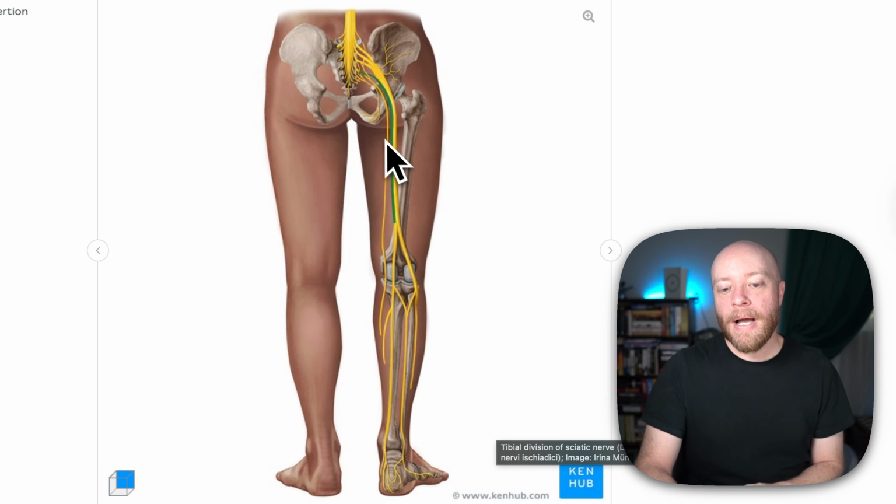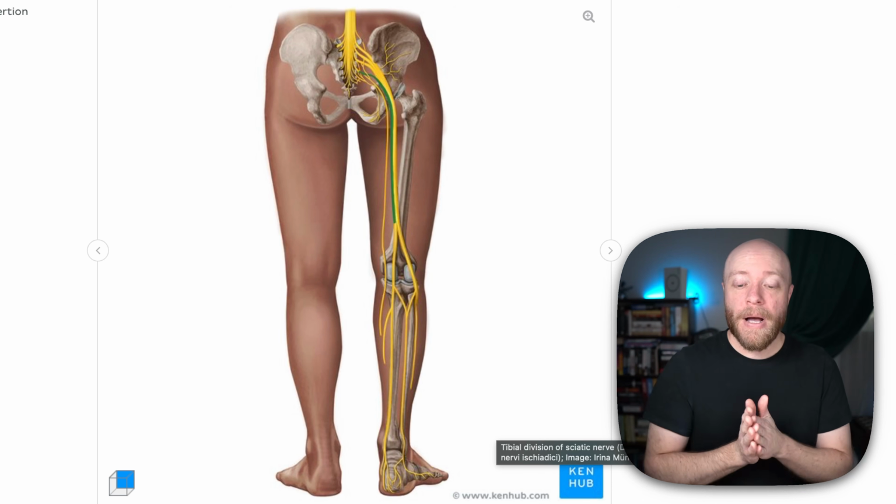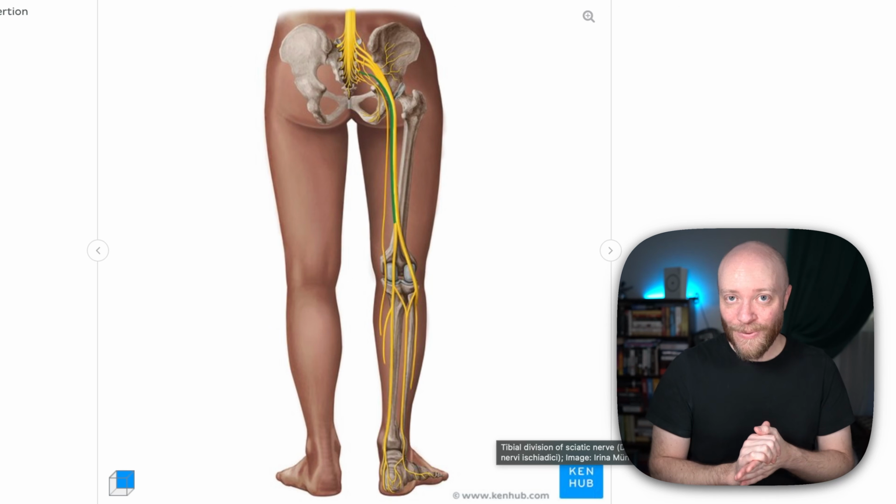And so what's happening is semimembranosus, if we try to just think the best we can right here, semimembranosus would be coming down and then it would be inserting right here. It just makes sense that you would have these offshoots coming off of that tibial division and innervating that semimembranosus, making sure that it's going to be active.